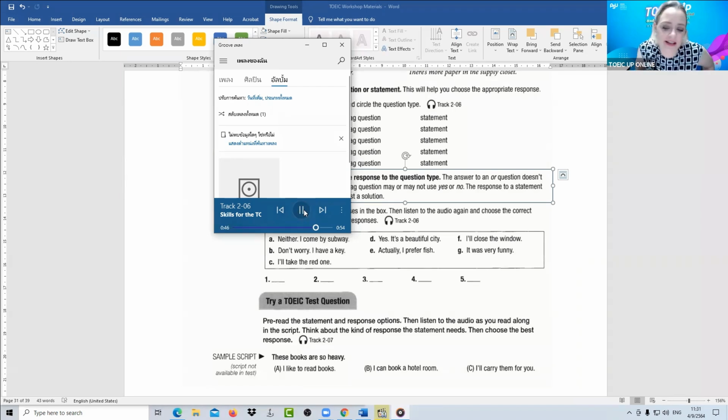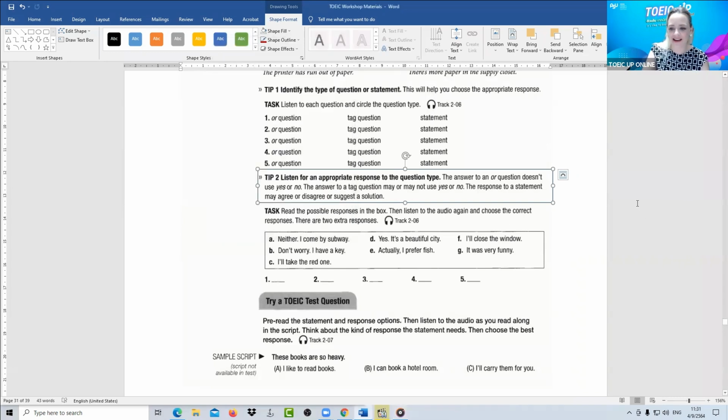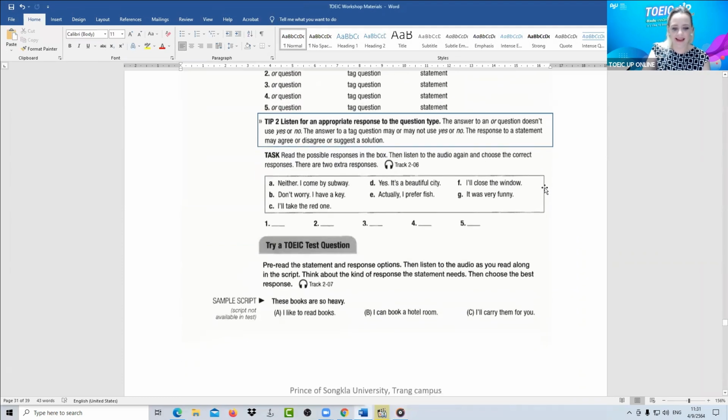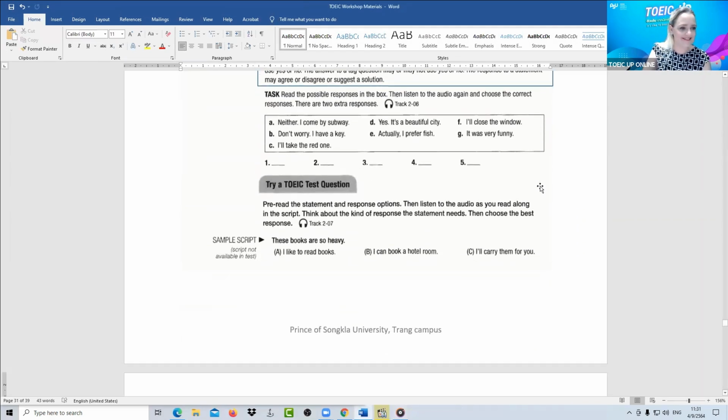Number 5. And the last one, The door is locked. B. B, don't worry, I have a key. Okay, the door is locked. I have a key, I can get inside. Okay, don't worry, I have a key. Okay, not so bad, right?